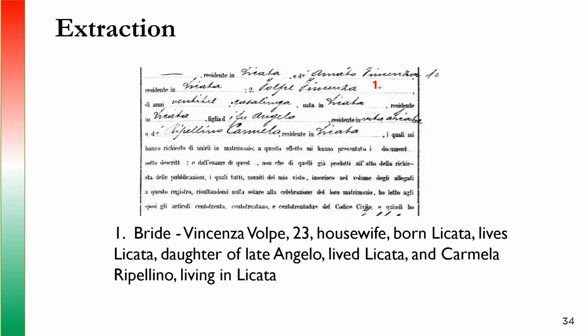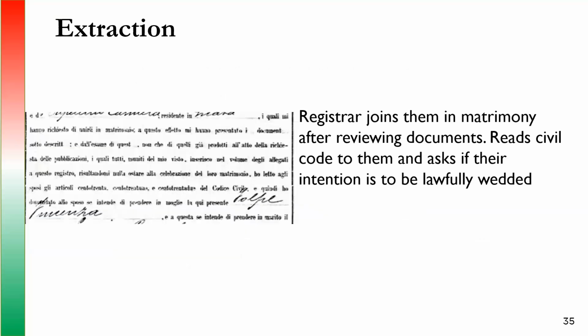Now, this is what got me interested right here. The bride is Vincenza Volpe. She's 23. She's not listed as a farmer, as most people would be. She's listed as a housewife. So that's an indication that something's going on here, and we're going to find out pretty soon what it is. She was born in Licata. She lives in Licata. She's the daughter of the late Angelo, we just saw his death record, who lived in Licata, and Carmela Ripolino, who's still alive and living in Licata, okay? So we know this is the same family. And we've got more information on the generations, so we can go backward in time to look at records.